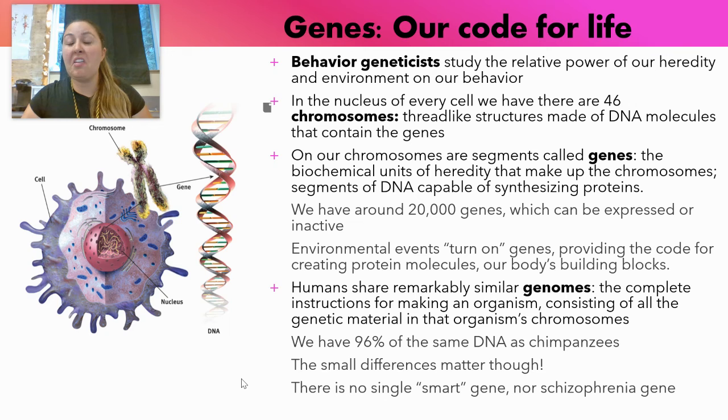Humans in general share very, very similar genetic makeup. You and any other human are much more similar than you are different in your genetic coding. However, even small differences can make a big impact. For example, we have 96% of the same DNA as chimpanzees. That's really high, but we're quite different from chimpanzees in a lot of ways, so those small differences matter. Note that there is no single smart gene, fat gene, or schizophrenia gene. There's no single gene for most things. Most things are made up of teams of genes that contribute to an overall effect.